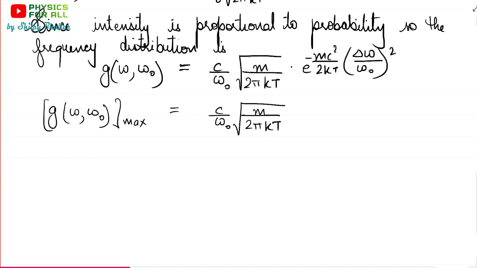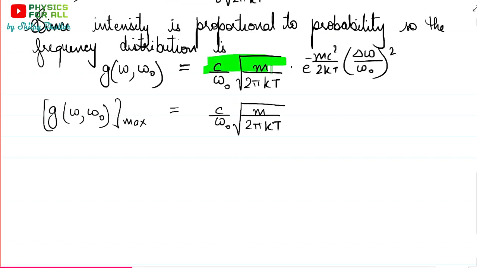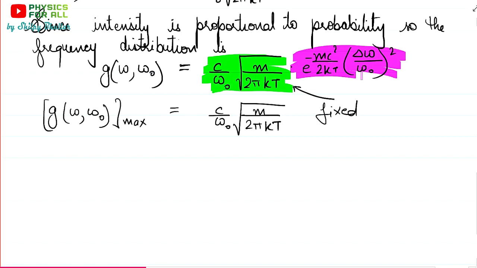Why? Because this whole term is a constant quantity. It will not change with time. If you see this whole thing, c is the velocity of radiation, which is fixed. Whatever is the radiation, it will continue moving with that speed only. ω₀ is fixed. m, the mass of the atom, is fixed. 2 is a number. π is a constant. Then we have this k as the Boltzmann constant. Then T, the temperature at which the experiment is taking place, is also fixed. So all this expression, the highlighted portion, is a fixed one. Whereas this exponential expression, you can see due to this negative sign, is an exponentially decreasing term. That means it would change with frequency.